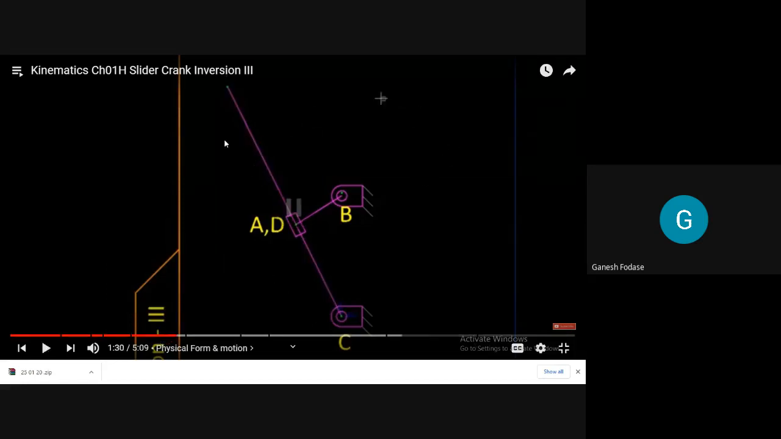So this link will oscillate. This guide, on which the slider is reciprocating, is oscillating. The slider is rotating as well as sliding, and the crank makes a complete rotation while link number 3, BC, is fixed.